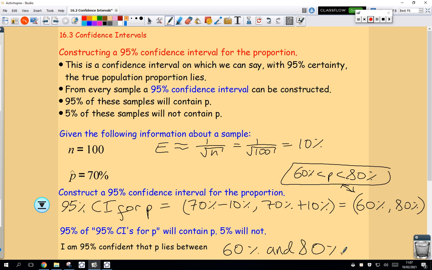Of course, p either does or it doesn't. So it either does lie between 60% and 80% or it doesn't. In order to find out exactly where it lies, I would have to look at the whole population. However, we generally don't, because of time and money, we sample. And we know that 95% of all of these 95% confidence intervals for the proportion will contain the true population proportion. 5% will not. So it is possible that our confidence interval here will not contain the proportion. There's a 1 in 20 chance that it will not contain the proportion. There's a 19 in 20 chance that it will contain the proportion.